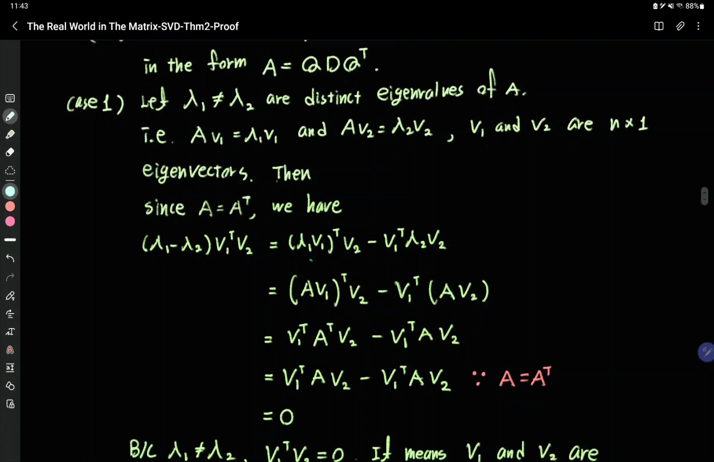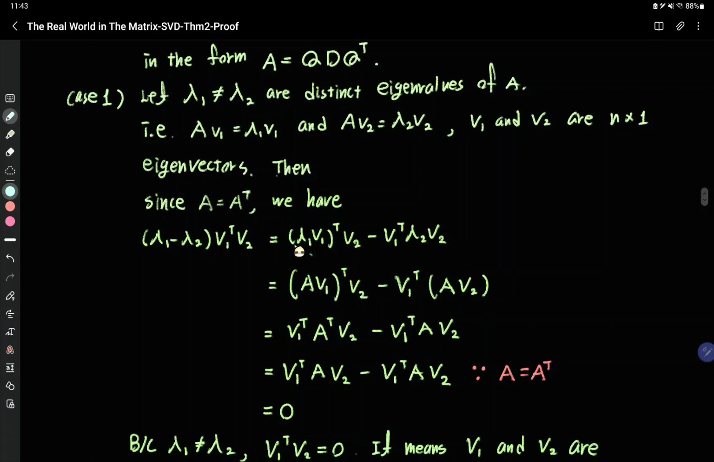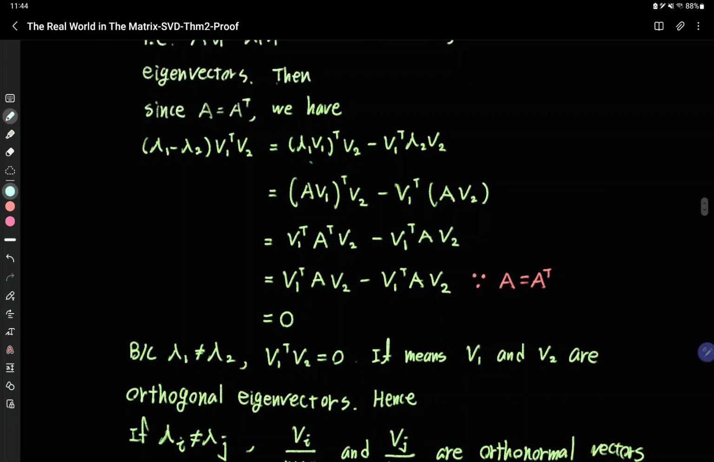We definitely show that this one turns out to be 0. It means that v1 transpose v2 must be 0. Why? Because lambda 1 and lambda 2 are not the same value; that's our assumption, that they are distinct eigenvalues. So v1 transpose v2 must be 0, which means v1 and v2 must be orthogonal eigenvectors, right?